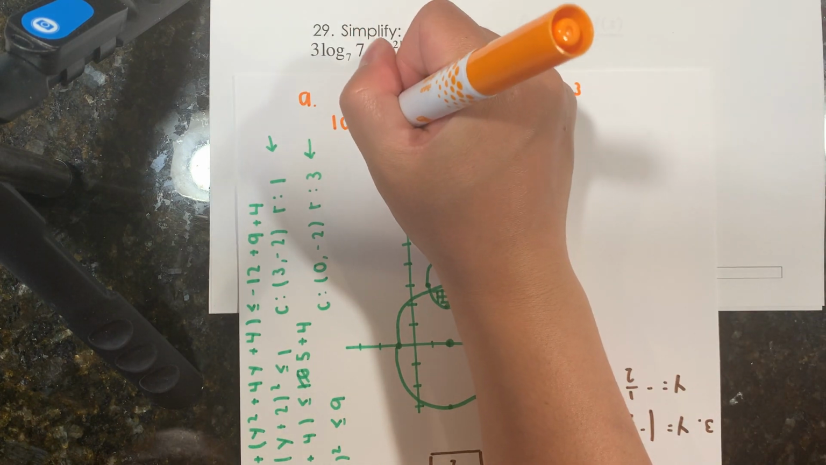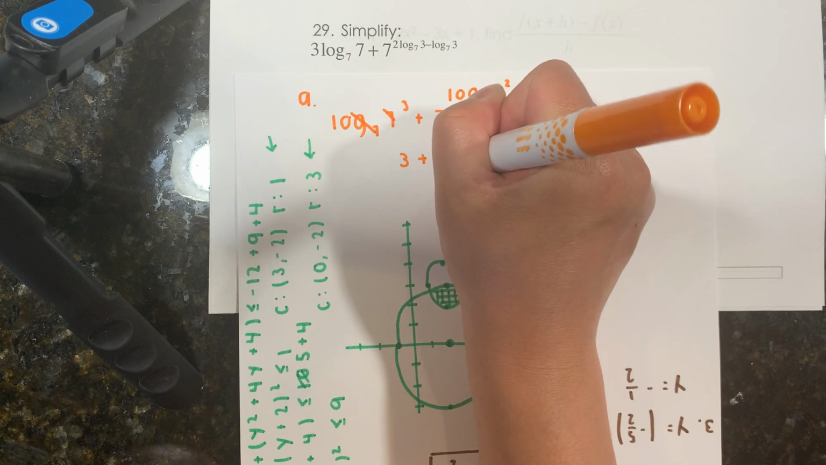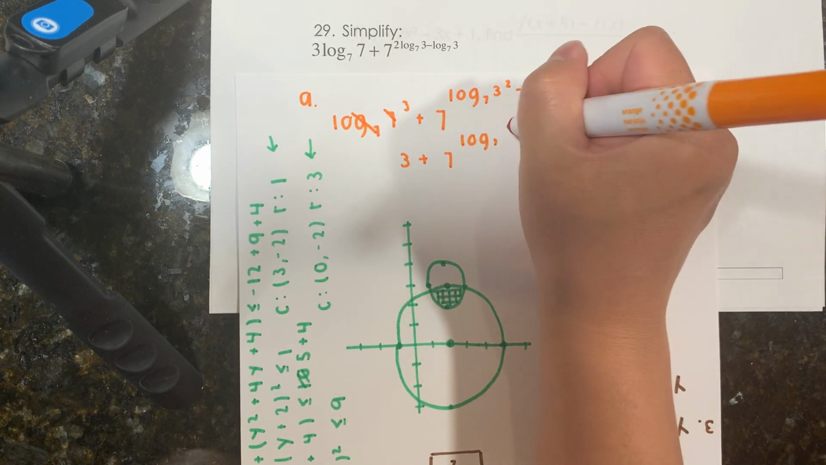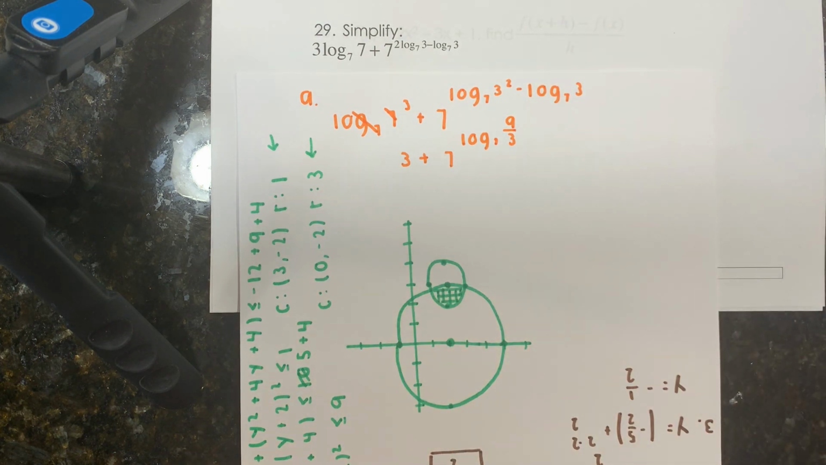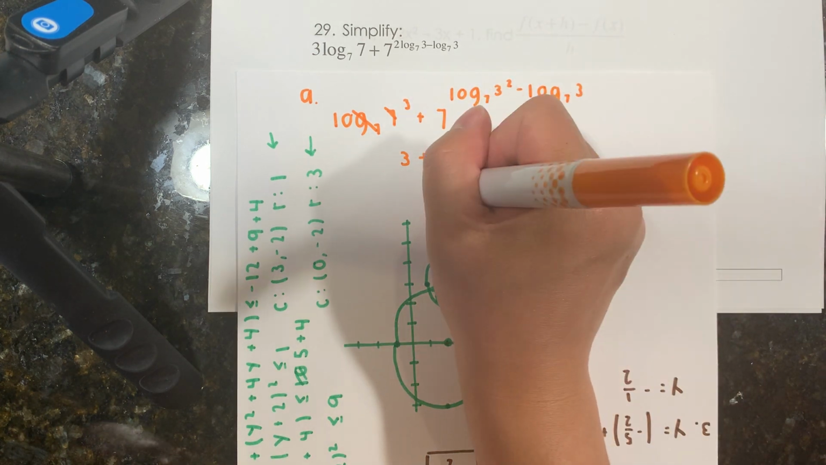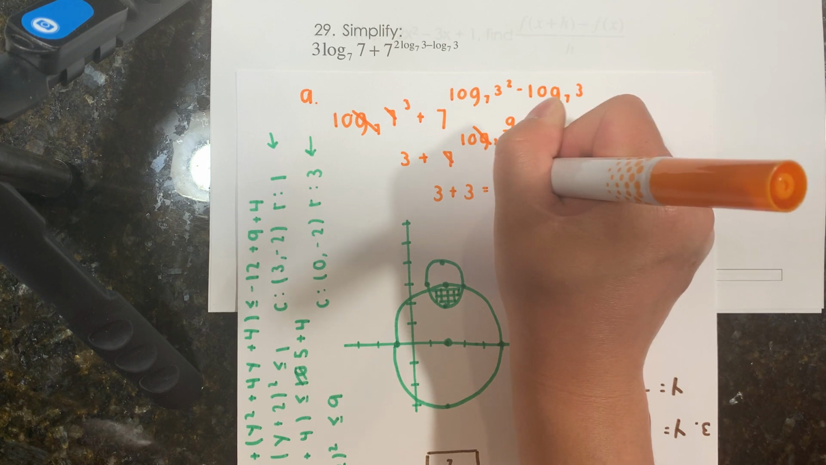Now, I know that this log 7 and this 7 are going to cancel, so that's really just 3. Plus 7 to the log base 7 of 3 squared is 9. Then I have to do divided by 3. Now I know that the 7 and this log 7 also cancel. So really I'm left with 3 plus 3, which is equal to 6.